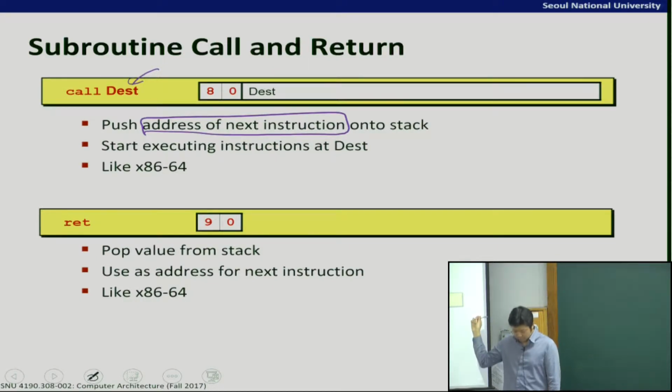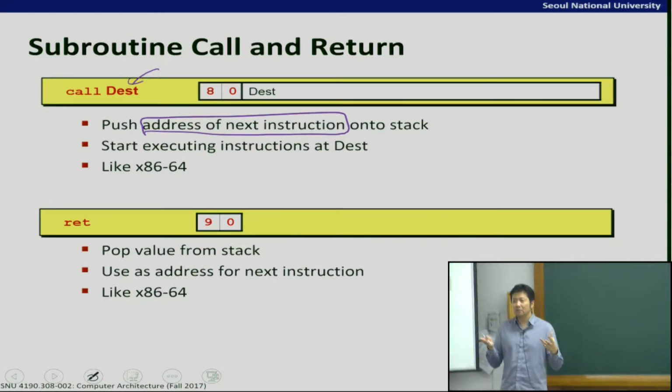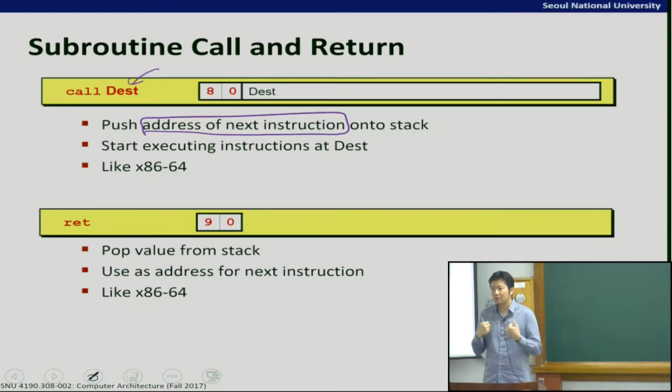What is this? Push the address of the next instruction. Why do we push the address of the next instruction onto the stack? What is this address?